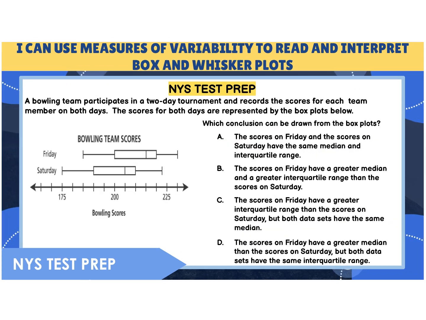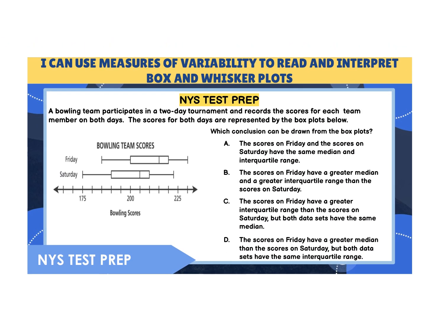And our last question is a state test question. It says the bowling team participates in a 2-day tournament and records the scores for each team member on both days. The scores for both days are represented by the box plot below. So it says, choice A, the scores on Friday and the scores on Saturday have the same median and the same interquartile range. Well, let's start with median.